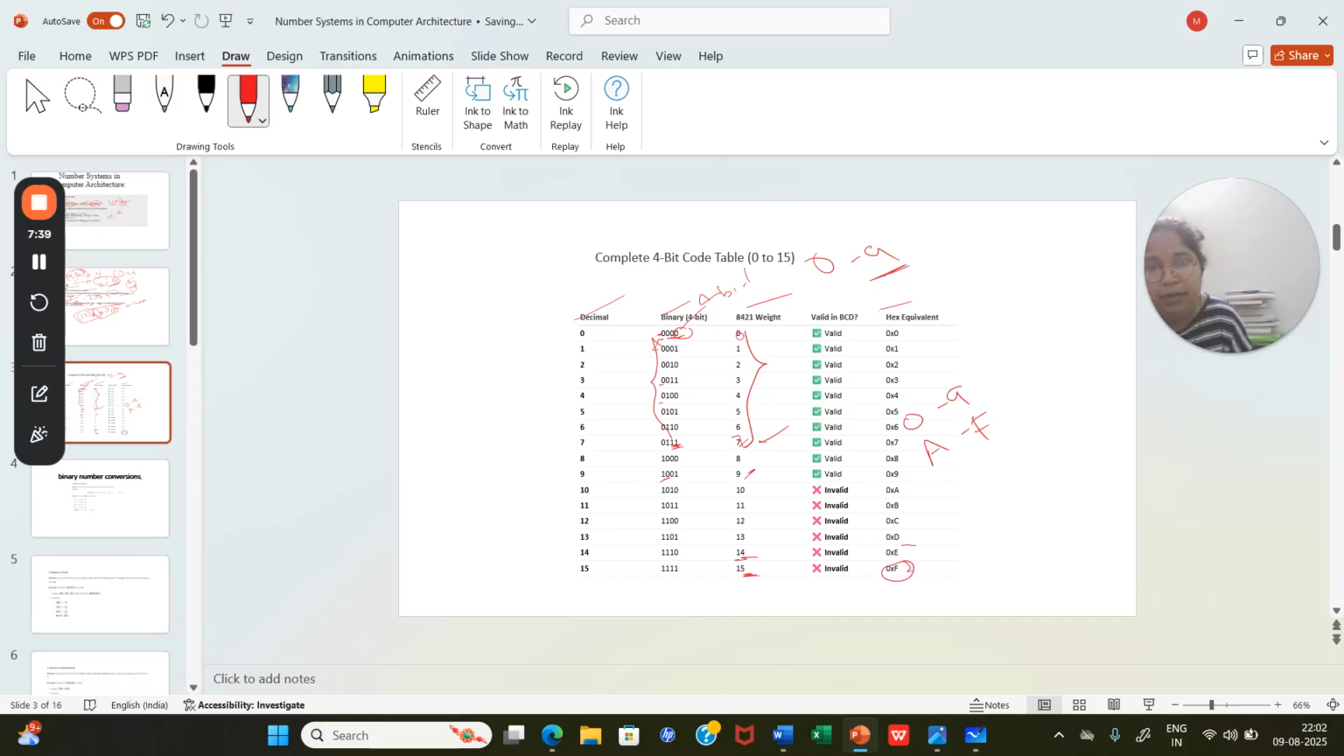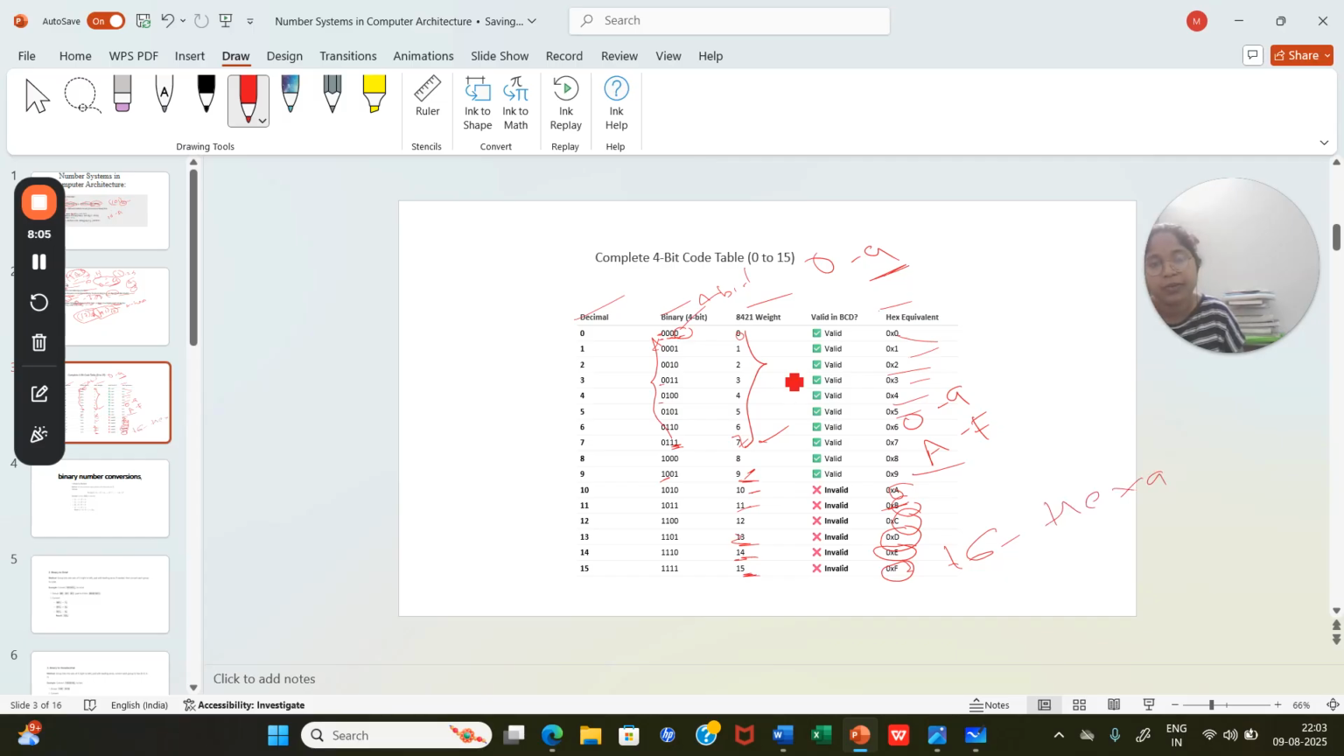For 14, we write E. For 13, we write D, then C, B, A. Up to 9, we write the same in hexadecimal: 1, 2, 3, 4, 5. After 9, we write the value 10 as A and the value 11 as B. Up to 15, there are a total of 16 numbers in hexadecimal.